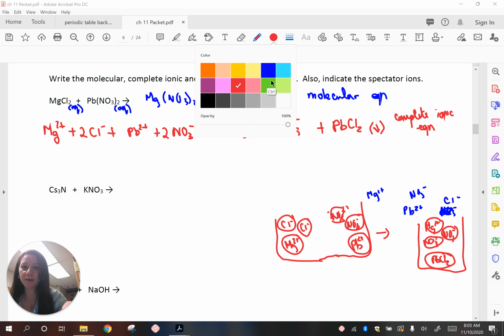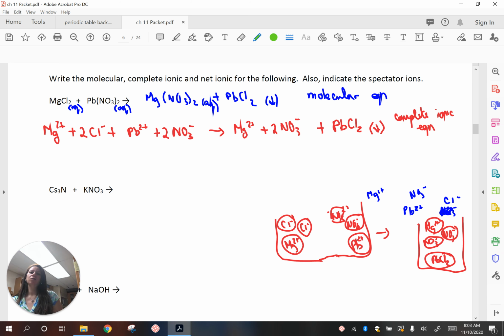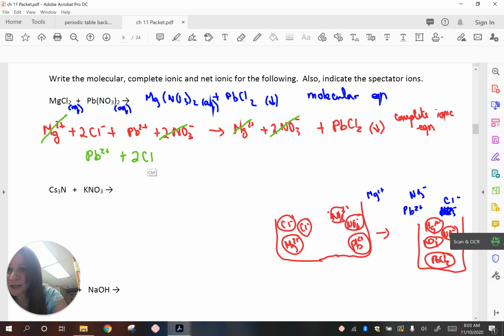And for the net ionic equation, basically you look at your complete ionic equation, the one in red, and you cross out anything that you see that's the same on both sides. So I see magnesium 2 plus, so I'm going to cross this out. 2NO3 minus on this side and 2NO3 minus on this side. So what I'm left with is Pb2 plus plus 2Cl minus yields PbCl2 precipitate. This is your net ionic equation.